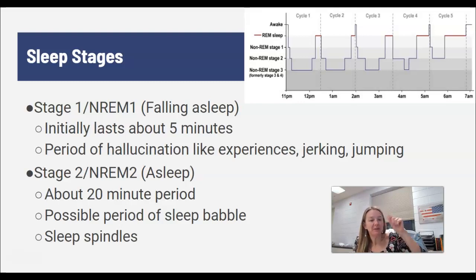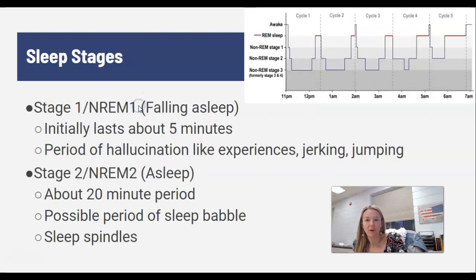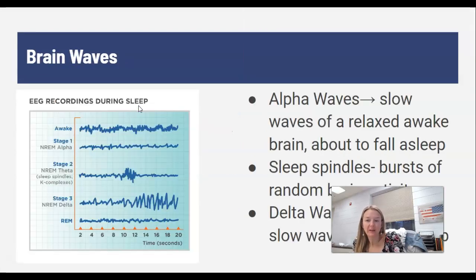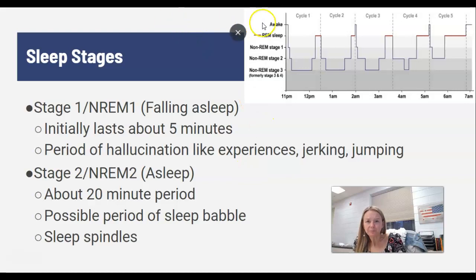This is also when we see those spindles that we saw on the previous slide. The spindles are those little bursts of brain activity when we are looking at the EEG. So that's something important to keep in mind. But this is just our regular old, we're hanging out, we're sleeping stage.